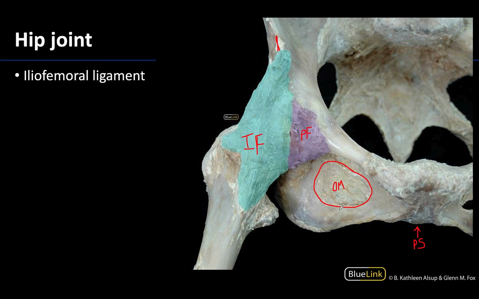All right, so that is what you need to be able to identify for the hip joint. Obviously, there's a lot more conceptual that I need you to know for this region, but if you can get this iliofemoral ligament down, you should be in a good place.